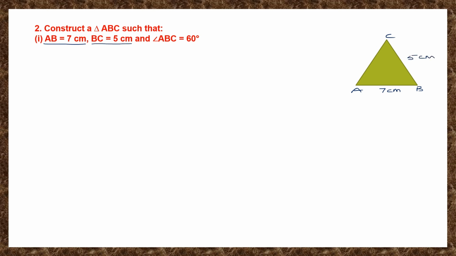And here it says angle ABC. So B is in the middle. So this is a portion that is 60 degrees. That means here we have to construct an angle of 60 degrees. So this one we don't know. Now if we are asked to measure, we have to use the ruler and measure. So what have we been given? We've got the length of AB, the length of BC, and we've got angle B. So let's begin our construction.